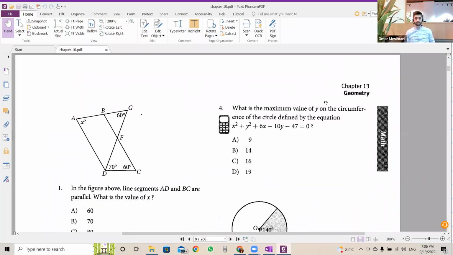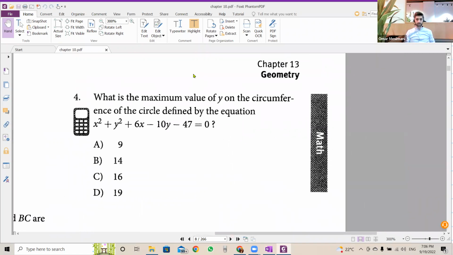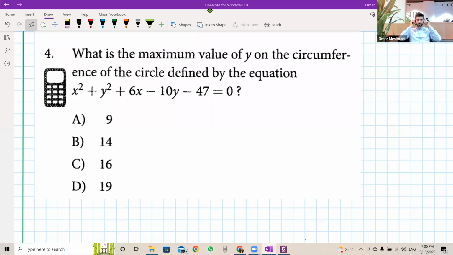Question 4. Take a minute to solve question 4. That's somehow hard, by the way. That's somehow hard. If you solve it, you're one of the good students.